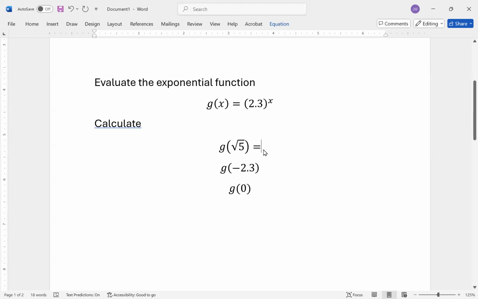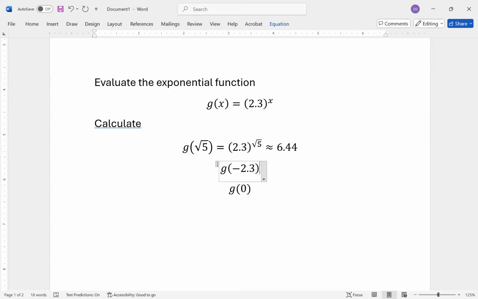All right, I will do these. When I plug in the square root of 5, I get 2.3 raised to the square root of 5 power. This is something you can actually just plug into your calculator. You just take 2.3, hit the exponent key, and then hit the square root key, and then hit a 5. And it's not going to give a nice value because it's going to be an irrational number. You get approximately 6.44 when rounding to 2 decimal places.